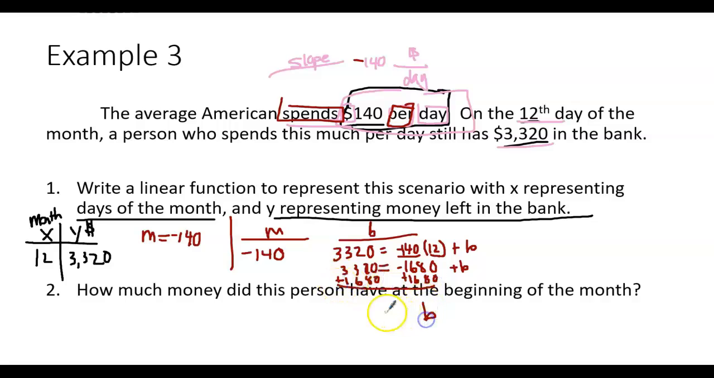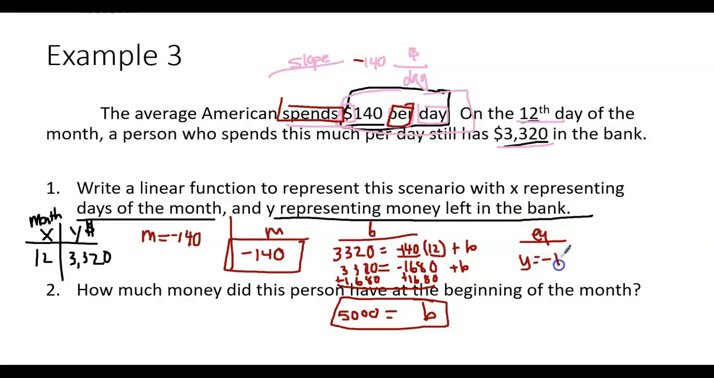And we get our final answer. B equals 5,000. So this person's spending $140 a day. Y-intercept is 5,000. So we have an equation of y equals negative 140x plus 5,000.